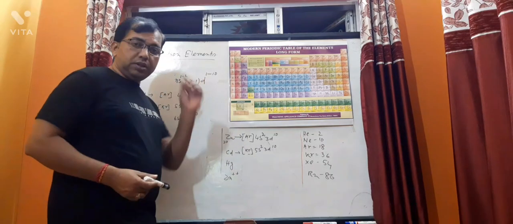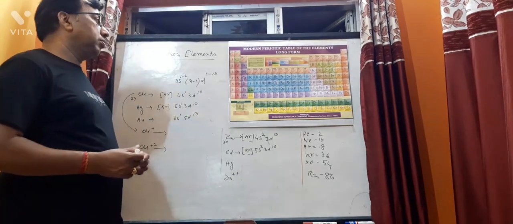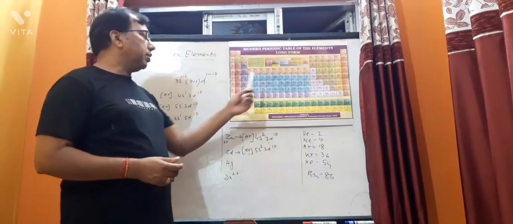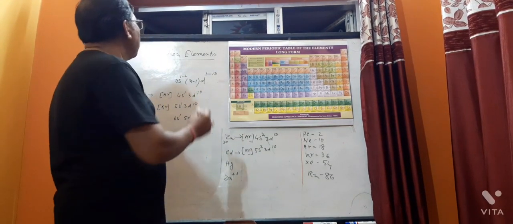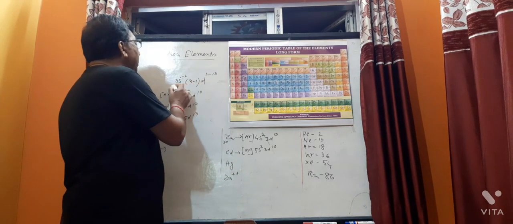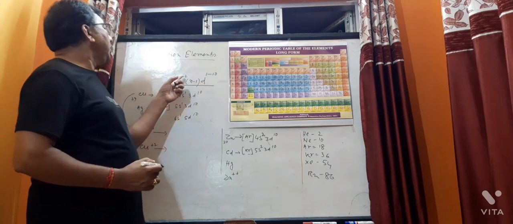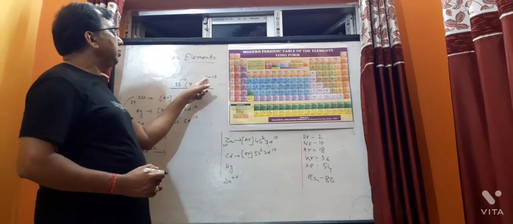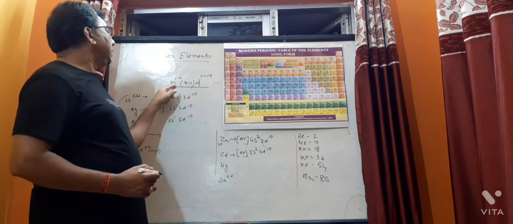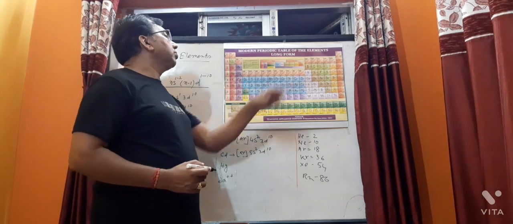Next, transition elements, which are the d block elements. What will be their electronic configuration? ns1 to 2, (n-1)d1 to 10. This is the electronic configuration of transition elements, the d block elements. That means the d orbital has maximum 1 to 10 electrons and ns has 1 to 2. These are groups 3 to 12.